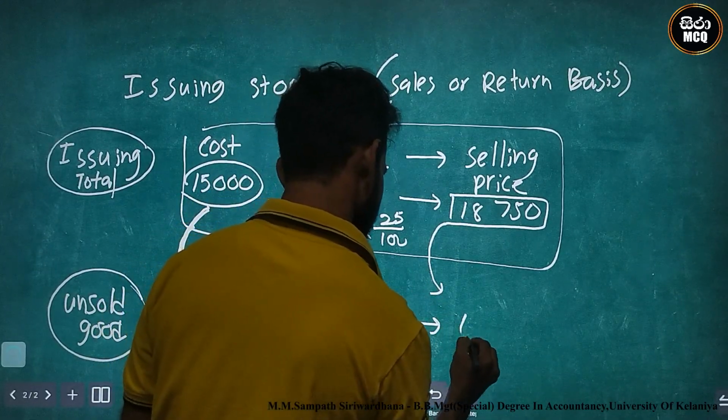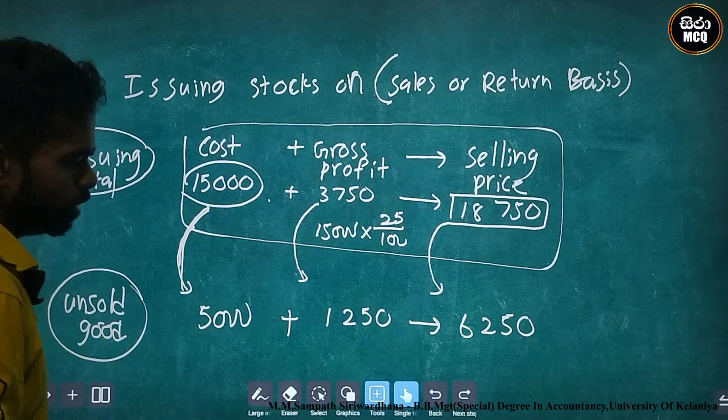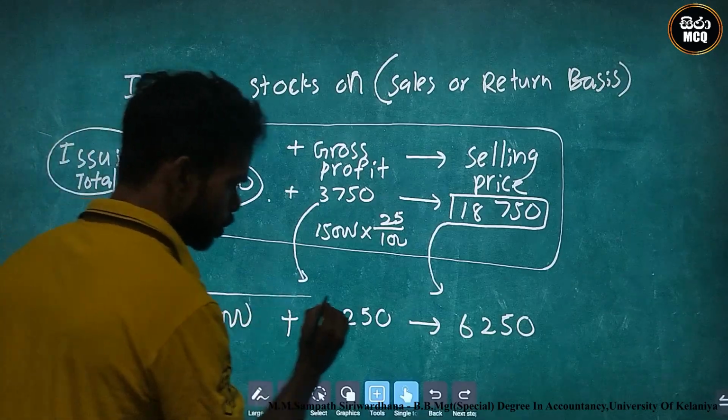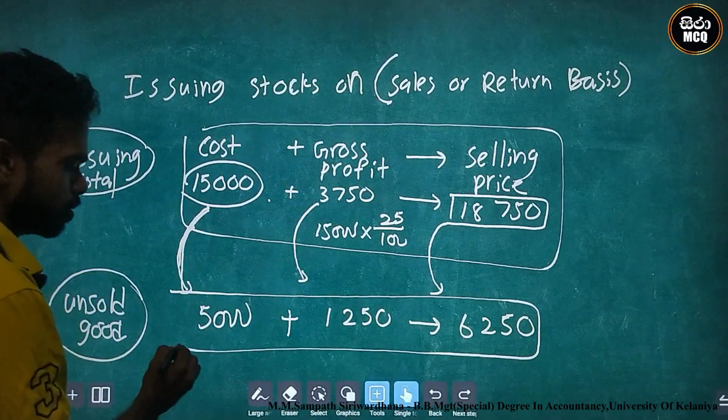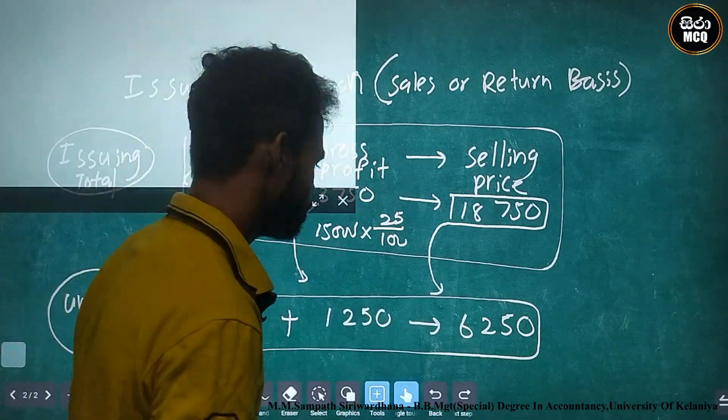6,250. This is the unsold goods. Okay. Unsold goods. Let's see.